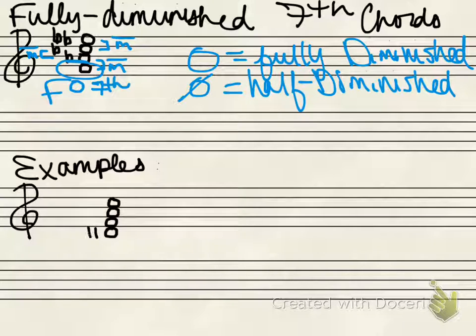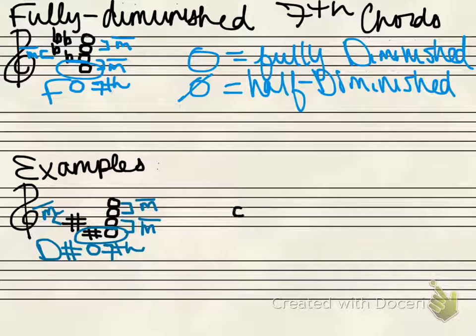For my examples, I have one that starts on D sharp, in which you need an F sharp, and that is what gives you three minor triads stacked on top of each other, which create a D sharp fully diminished seventh chord. My next one I have starting on A, and there needs to be an E flat there, and also a G flat to make that stack of three minor triads, and this is an A fully diminished seventh.